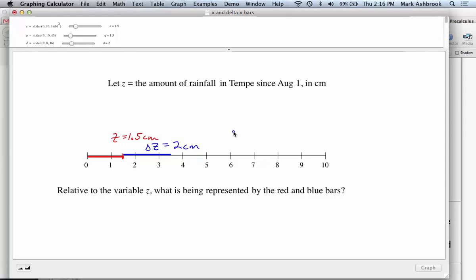So we were at 1.5 and we had some sunny days, and then we had a rain, and it rained 2 centimeters more, right? And so then after that rain, where's the red bar now? What's the value of Z? 3.5. So after that happened, now our value of Z would be 3.5, and if we wanted, we could extend the red bar now out to 3.5.